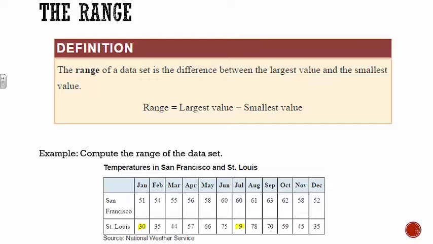Now, if we did it separately between the two, so if I wanted the range for San Francisco, we would find the largest value, which I believe is 63. And then we would subtract that from the smallest value, which I think is 51. I subtract those two, and I get 12. Alright, so my range for San Francisco would be 12. And similarly, if I do it just for St. Louis, my range for St. Louis again will be that 49.